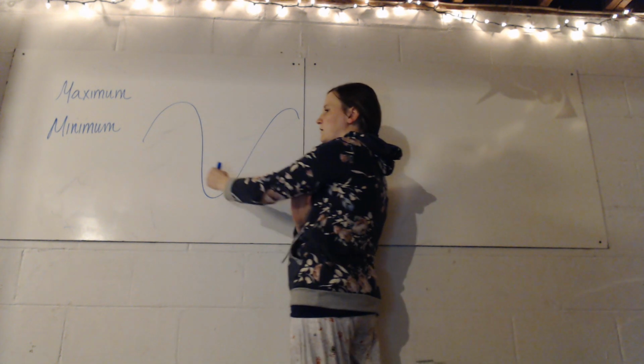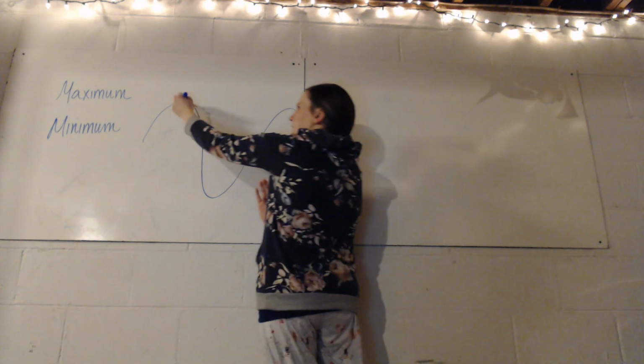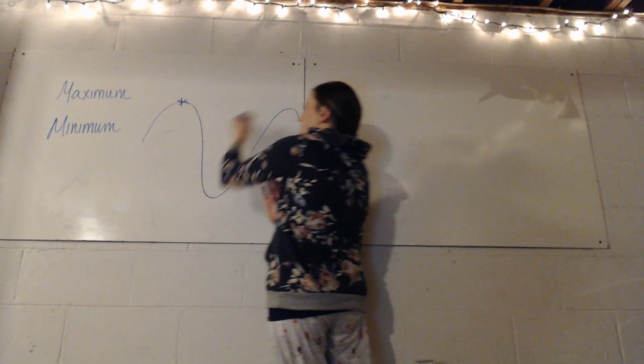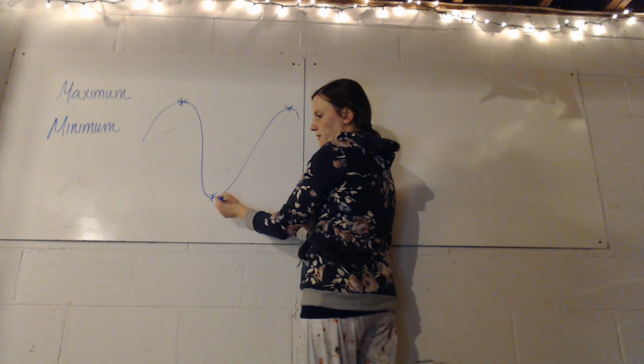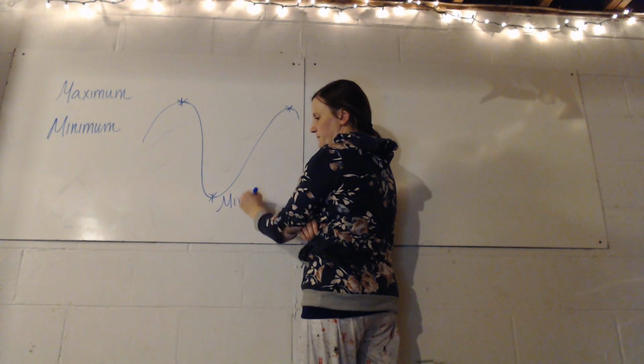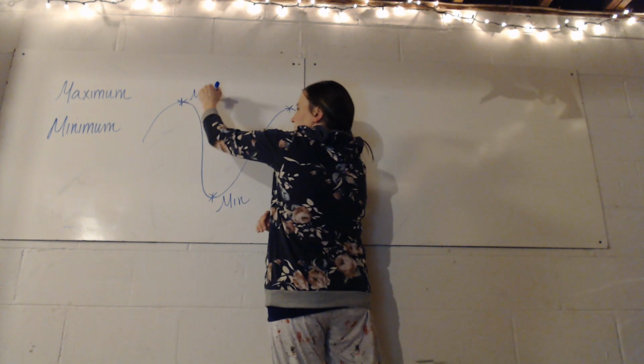So if you can look at this, if there are maximum values, they're basically what we would call the hills, right? And the minimum values are what we would call the valleys. So this would be a minimum value. These would be maximum values.